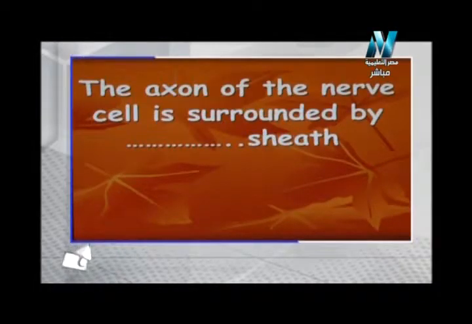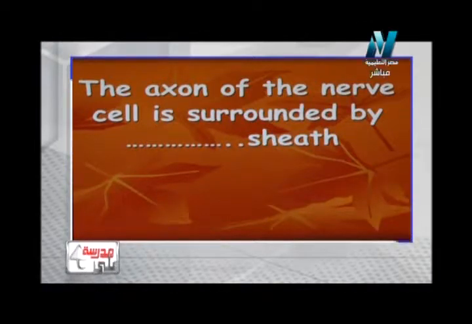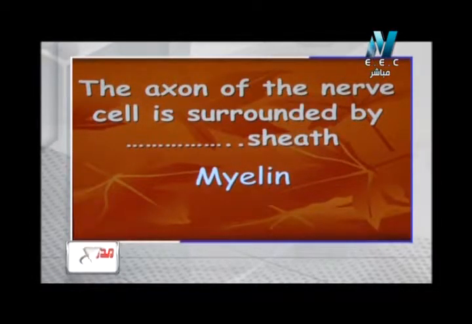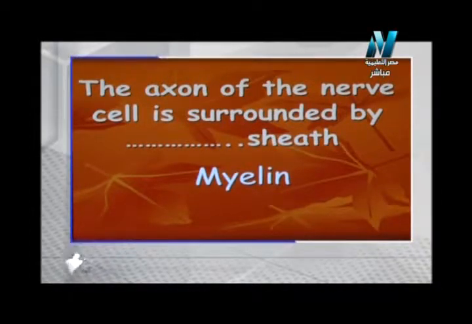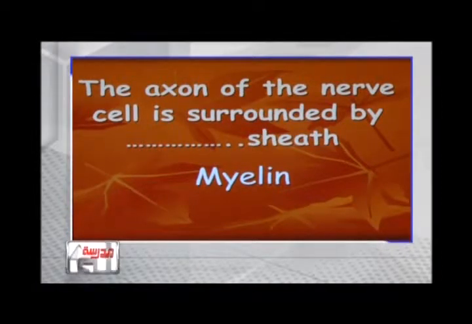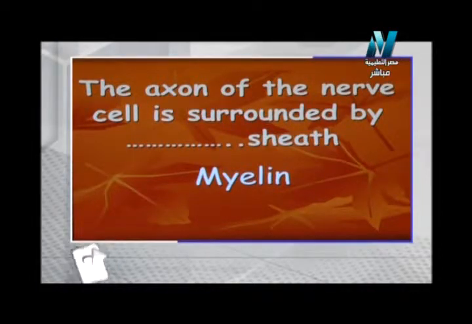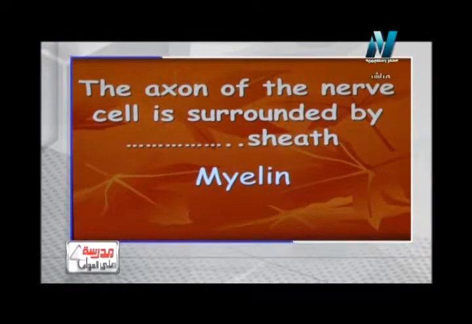Another question says the axon of the nerve cell is surrounded by what sheath? By myelin sheath. The myelin sheath surrounds the axon of the nerve cell. As we have studied, we have a diagram for the nerve cell, and you are asked to label the diagram only, not to draw. So again, you are asked to put the labels on the drawing, not to draw the nerve cell. But if you can, practice the nerve cell and all the important drawings in our syllabus this year.